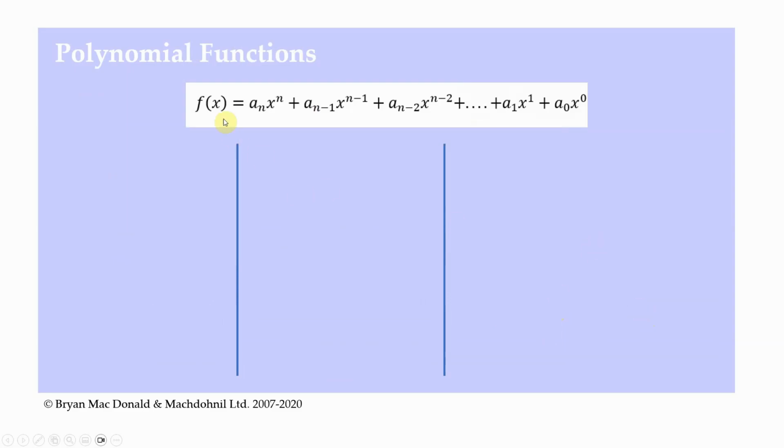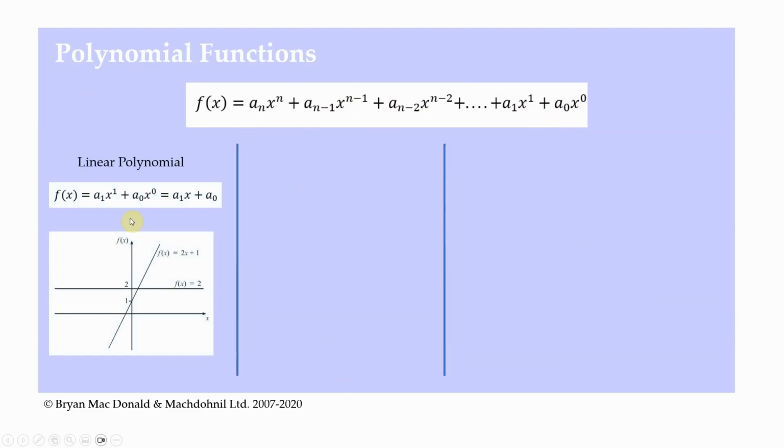Polynomial functions will generally have this form here, where we have a set of constants and different orders of x. So a polynomial function of order n will start off with the constant a_n multiplied by x to the power of n, followed by n minus 1, n minus 2, all the way down to x to the power of 0. So let's take a look at some simple examples.